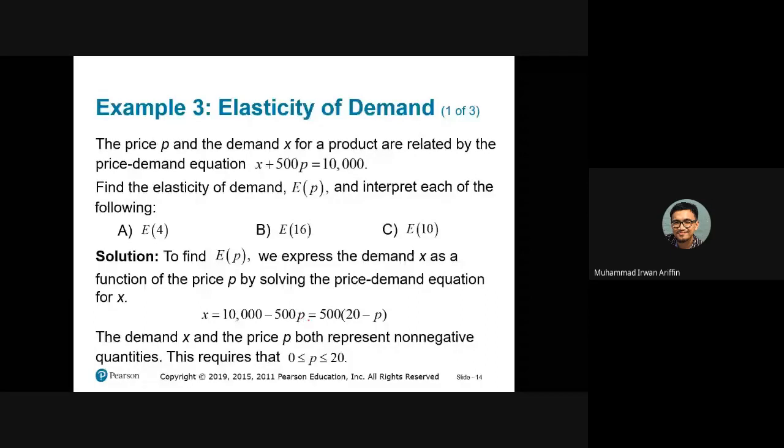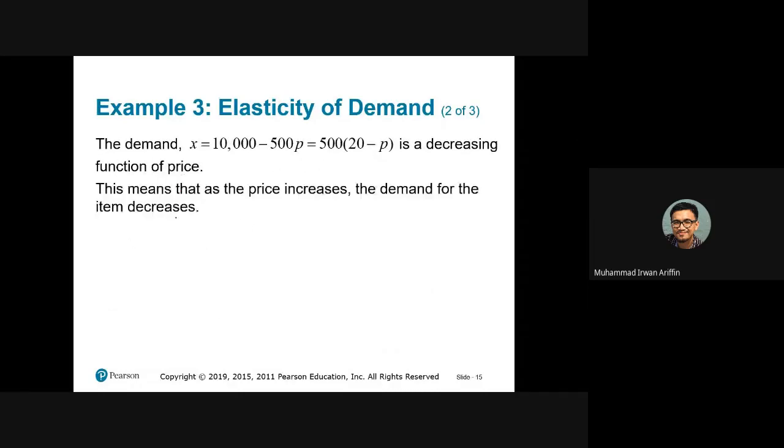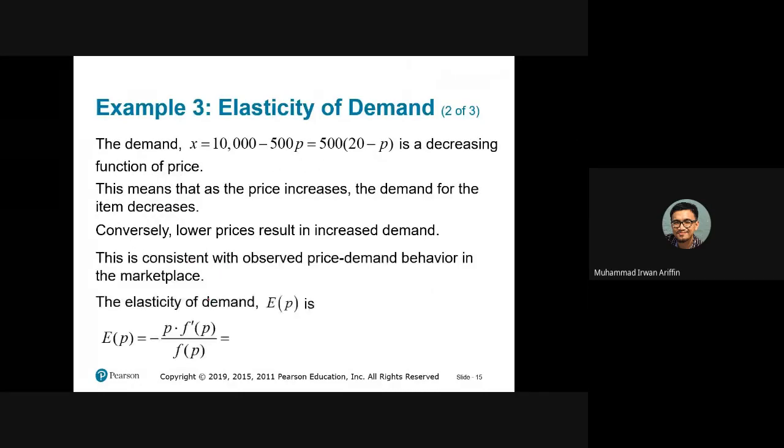What happens if price is greater than 20? Then demand would be negative, which is not realistic. It doesn't make sense to have negative demand. So it is a decreasing function, the law of demand and so on. So let's try to do this. How do we find the elasticity of demand? We have P. So what is the derivative?